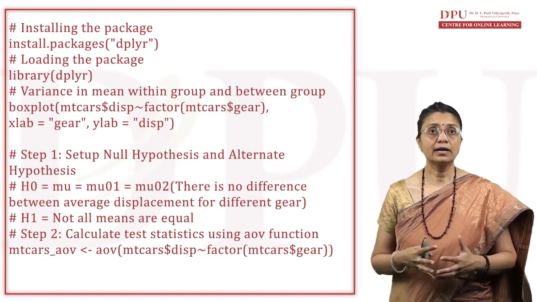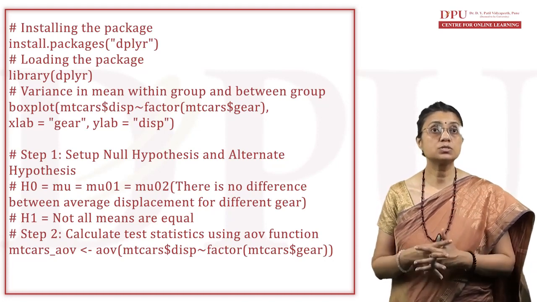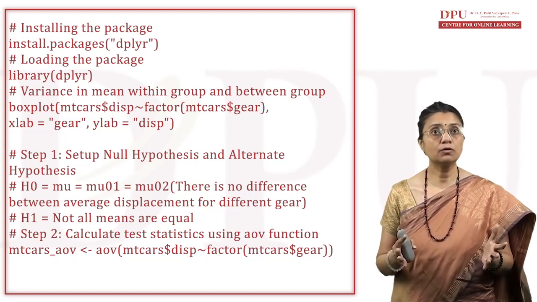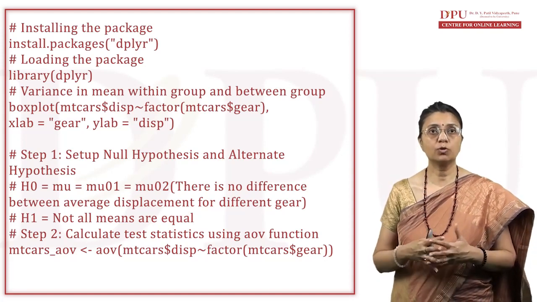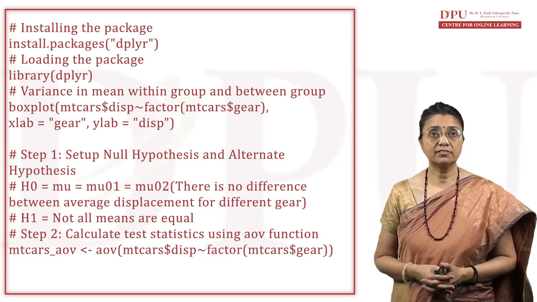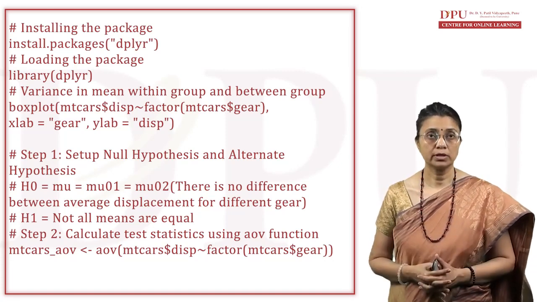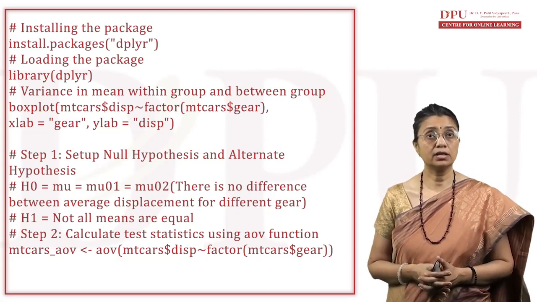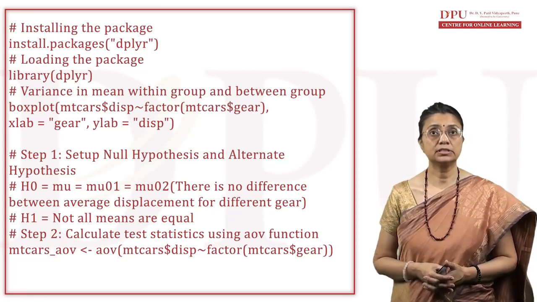After that, we are calculating the variance in mean within groups and between groups. What is the variance in mean within the group? And then between two groups, what is the variance? We are doing that with the help of the boxplot function. You can see over here that the boxplot function has the mtcars data frame, where we are pulling the disp attribute. And then we have factor, where we are taking the factor of mtcars$gear, which means factors of gear. The x label is gear and the y label is disp.